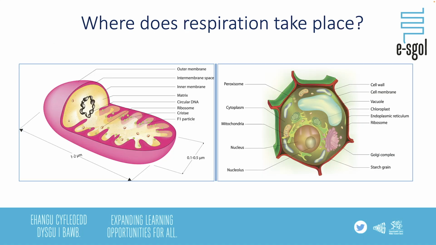These 2 diagrams show the places where aerobic respiration takes place. The mitochondria on the left shows some of the sites of aerobic respiration, and we will look at these as we move through the presentation. The diagram on the right shows a plant cell. Aerobic respiration takes place in plant and animal cells.